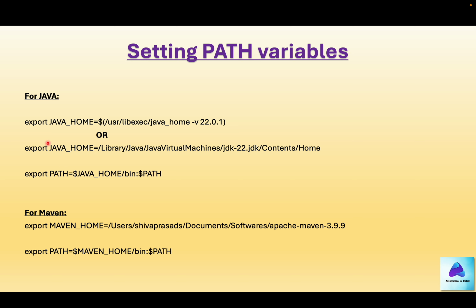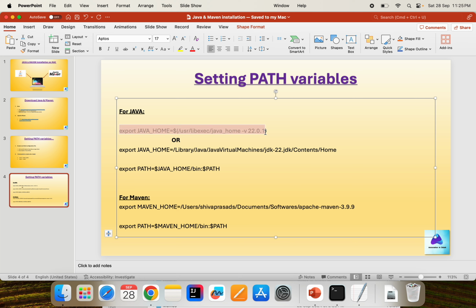Now before doing that, there are two ways you can set the JAVA_HOME variable. First, using this command, which will return the path to the home folder of that particular Java version. Okay, the simple one. Or you can set the path manually by yourself by going to this folder, then pasting it here. So again, it's up to you which one you want to use. I'll go with the first command. Okay, let me copy that command as it is.